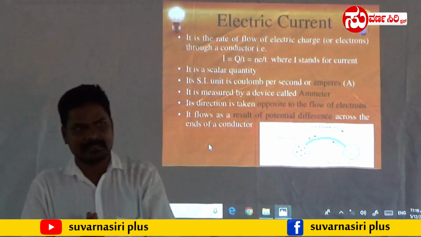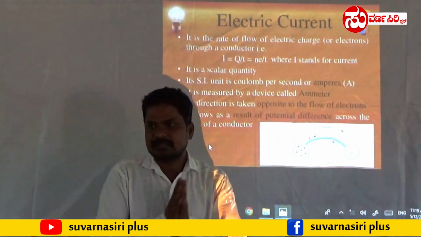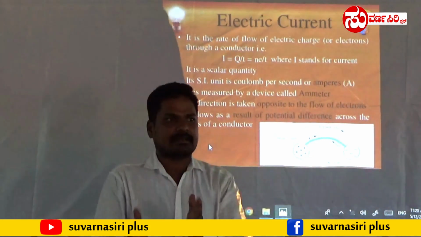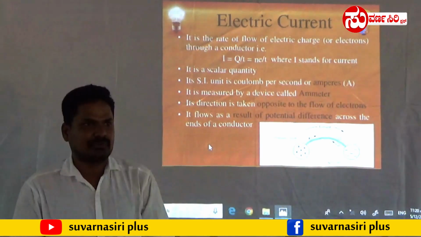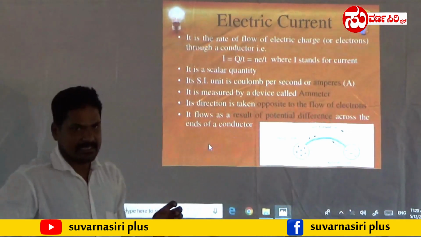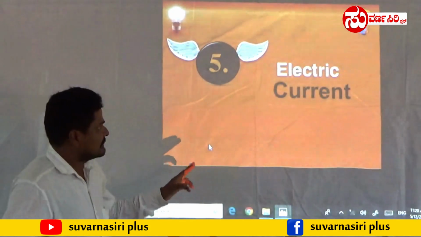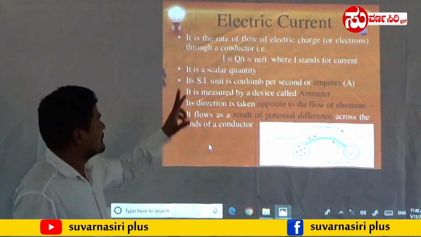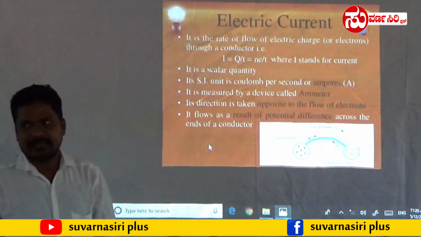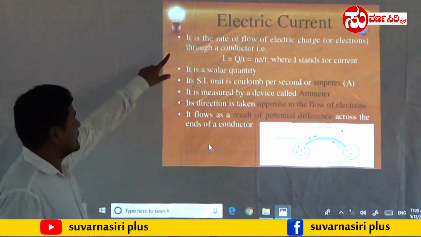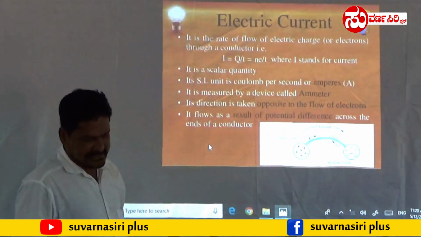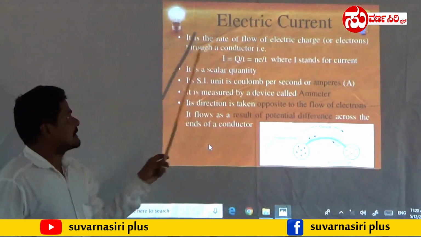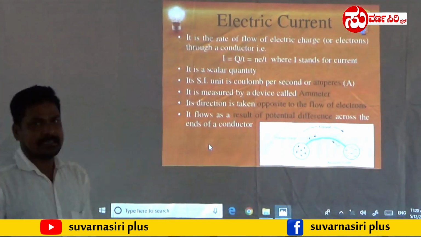So first of all we can think about how the electrons are moving in the electric circuit, and how we show the direction of current. Okay, first of all, electric current. What is meant by electric current? Electric current is nothing but the rate of flow of electric charges. It is the rate of flow of electric charges or electrons through a conductor that is called electric current.